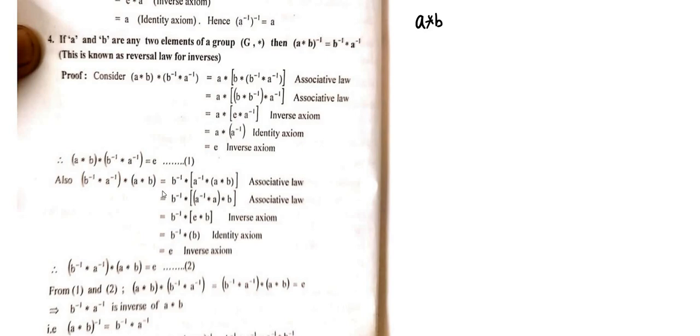If a and b are any two elements of a group (G, *), then (a * b)^-1 = b^-1 * a^-1. This is known as the reversal law for inverses.